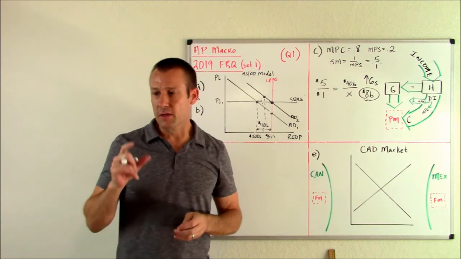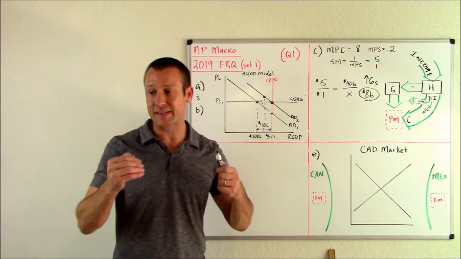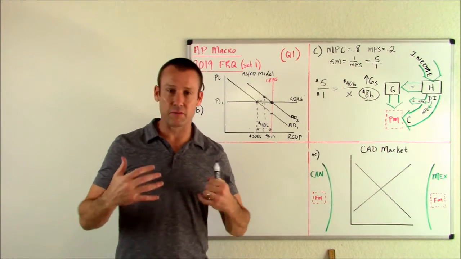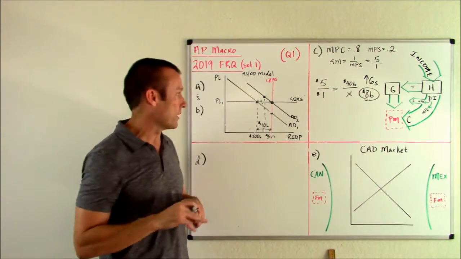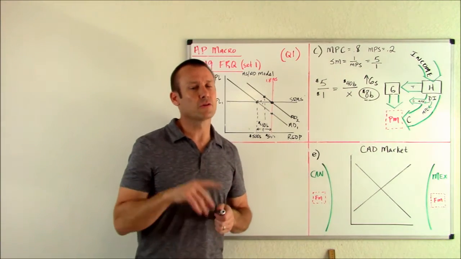All right. Next, calculate the minimum change and indicate the direction of the change in taxes required to shift the aggregate demand curve by the amount of the output gap. Again, the output gap, $40 billion, right? We know that. We need AD to go 40 billion. But this is a tax change. This is going to be a little bit different.